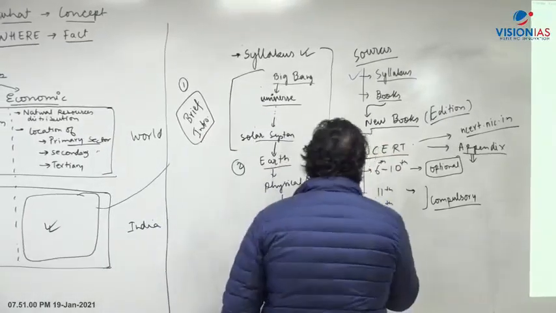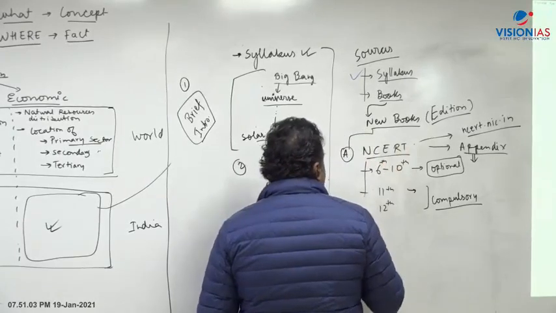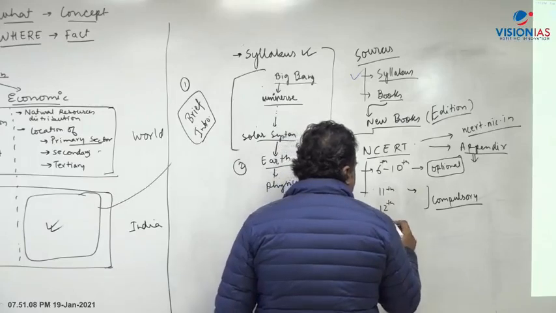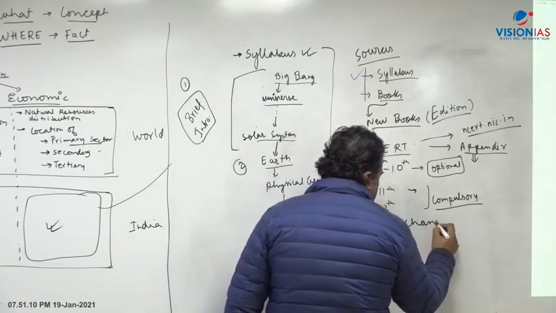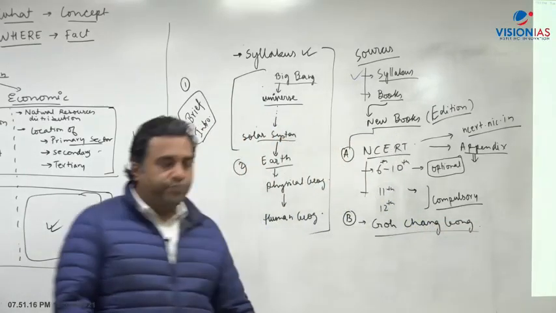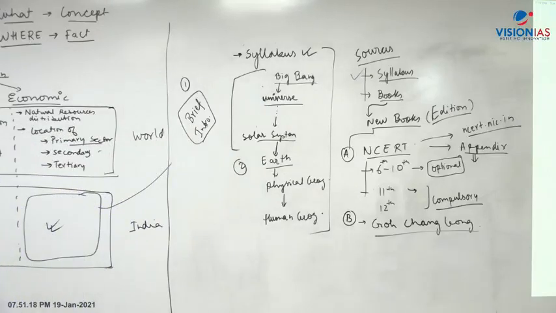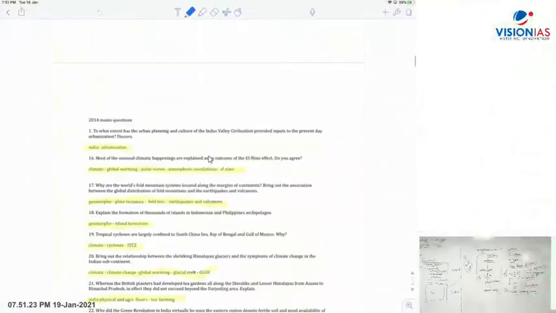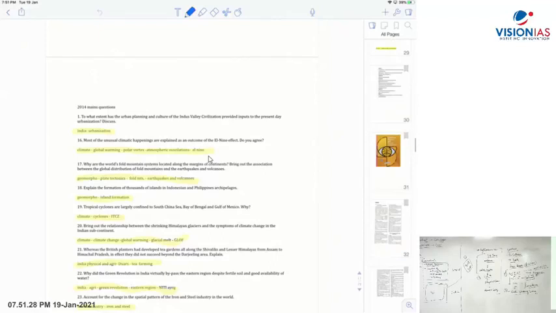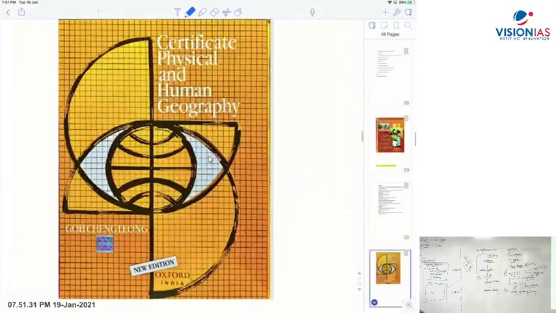Then the second is, once you have read these NCERTs of 11th and 12th, compulsorily, the next book is G.C. Leong, Goh Cheng Leong. And what does the book look like? The book looks like this. Certificate Physical and Human Geography, Goh Cheng Leong.